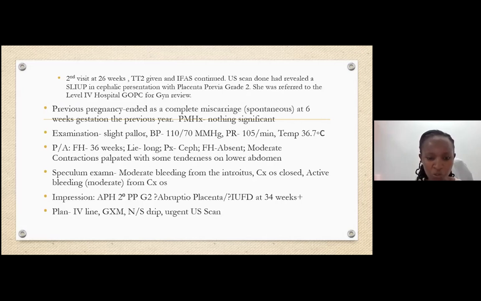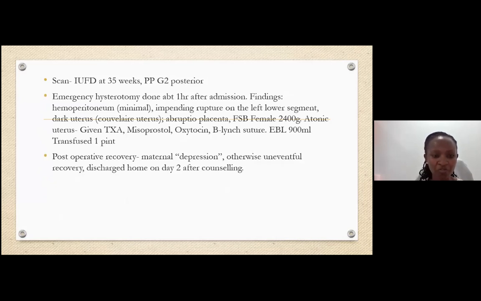On speculum examination, there was moderate bleeding from the introitus, the cervix was closed, and there was moderate bleeding from the cervical os. So the impression was antepartum hemorrhage, secondary to placenta previa, and possible abruptio placenta, and query intrauterine fetal death at 32 weeks. So the plan was to start an intravenous infusion, IV line. GXM was taken, normal saline drip was initiated, and an urgent obstetric ultrasound scan requested, which confirmed an intrauterine fetal death at 35 weeks of gestation with the placenta previa grade 2 posterior.